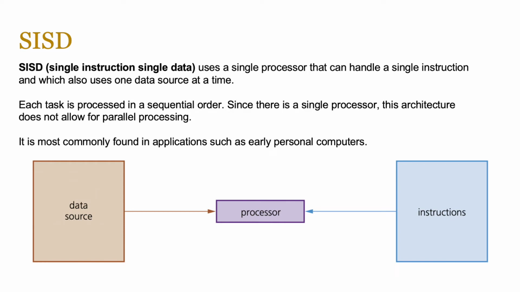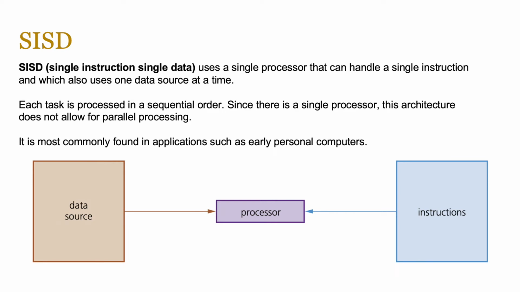You might want to add something to the accumulator, so you will have one operand and one instruction. Each task is processed in a sequential order. So you go to the first instruction, then the next one. And since there is a single processor, this type of architecture does not allow for parallel processing at all. So this is normally found in early personal computers.